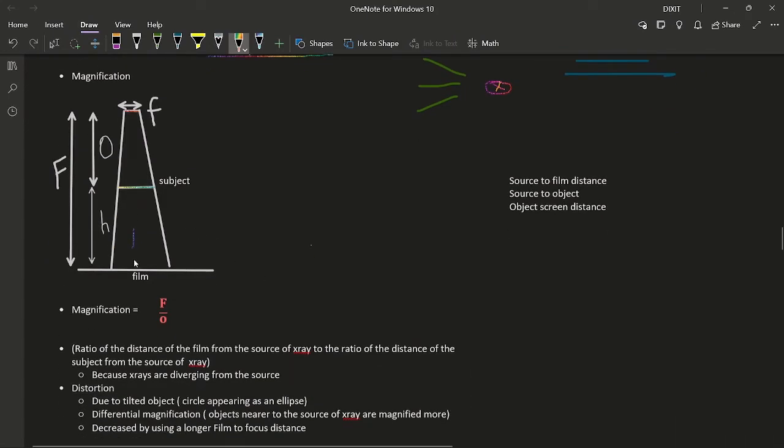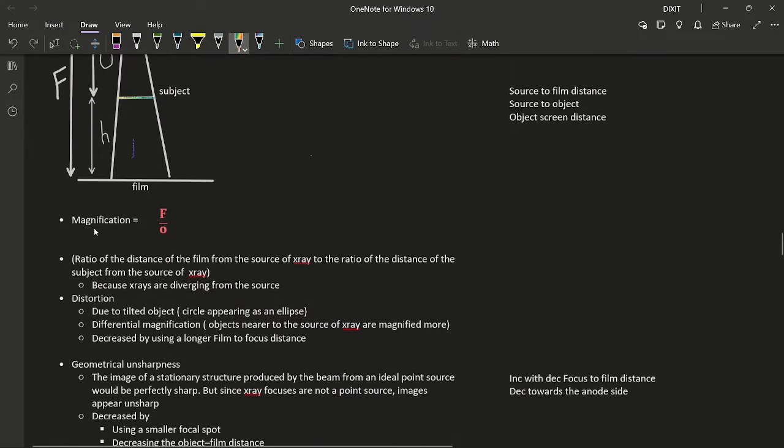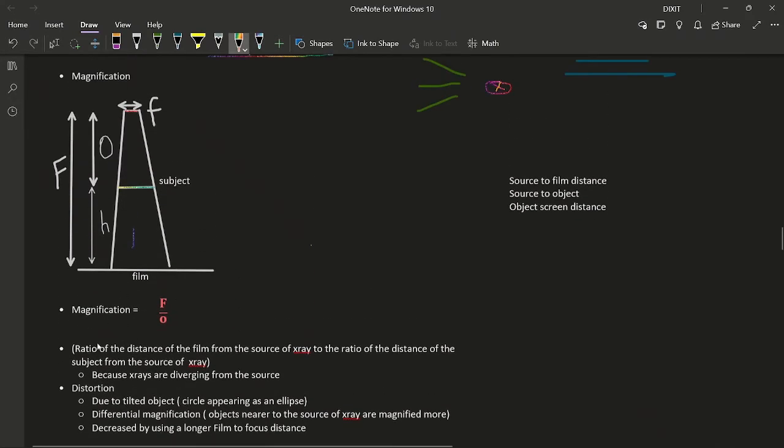So the formula for calculating magnification is F divided by O. F is the distance of the X-ray tube from the film, divided by the distance of the X-ray tube from the subject. So this is the formula: magnification is equal to F by O. It is the ratio of the distance of the film from the source of the X-ray to the distance of the subject from the source of the X-ray.